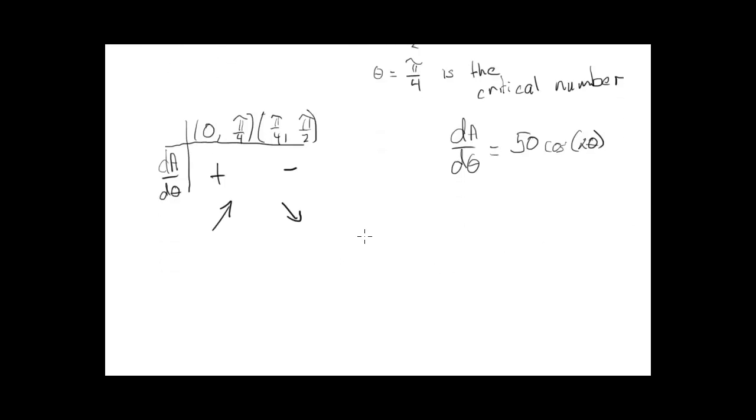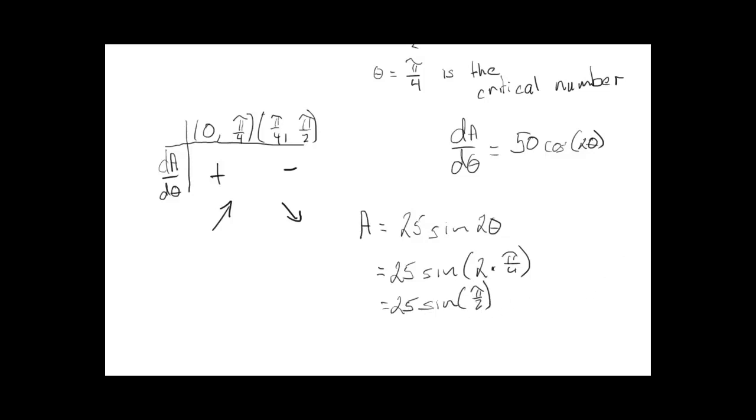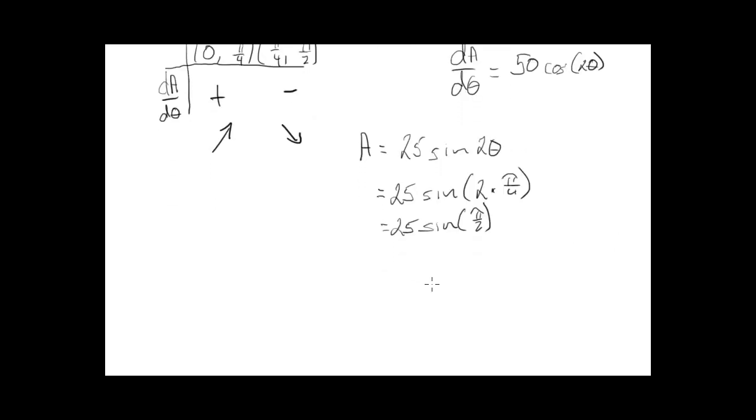Now we just have to figure out what that maximum value is. So you need to evaluate your area equation, which was 25 sine 2 theta, when theta equals pi by 4. So it's 25 sine of 2 times pi by 4, which is 25 sine of pi by 2. Sine of pi by 2 is of course 1. So that would be 25 times 1, which is 25.